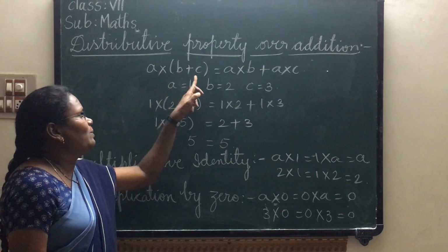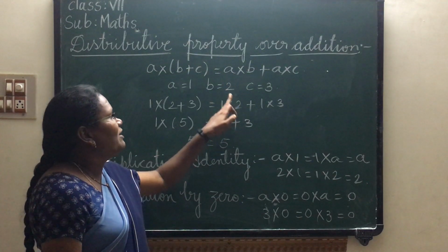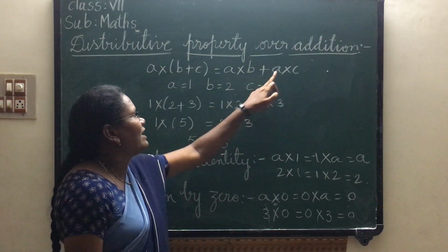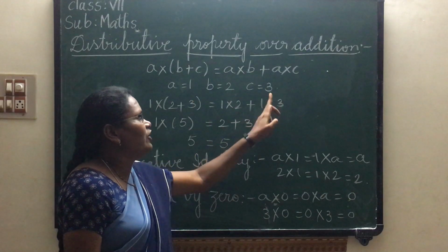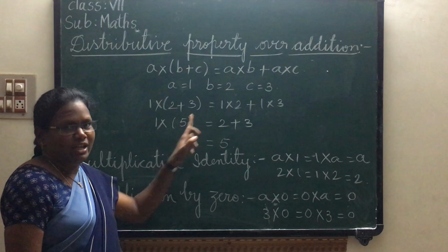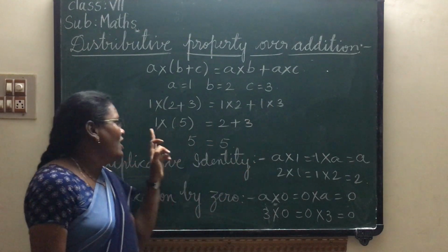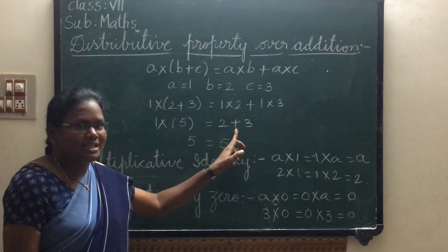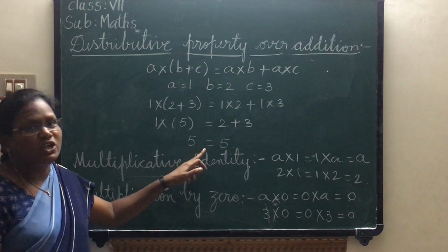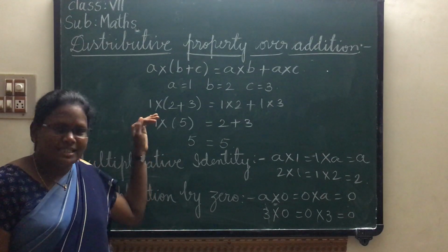1 into (2 plus 3) is equal to A value 1 into B value 2 plus A value 1 into C value 3. Here 1 into (2 plus 3) is equal to 5. 1 into 2 is 2, plus 1 into 3 is 3, so 2 plus 3 is equal to 5. LHS is equal to RHS. This distributive property over addition is satisfied.